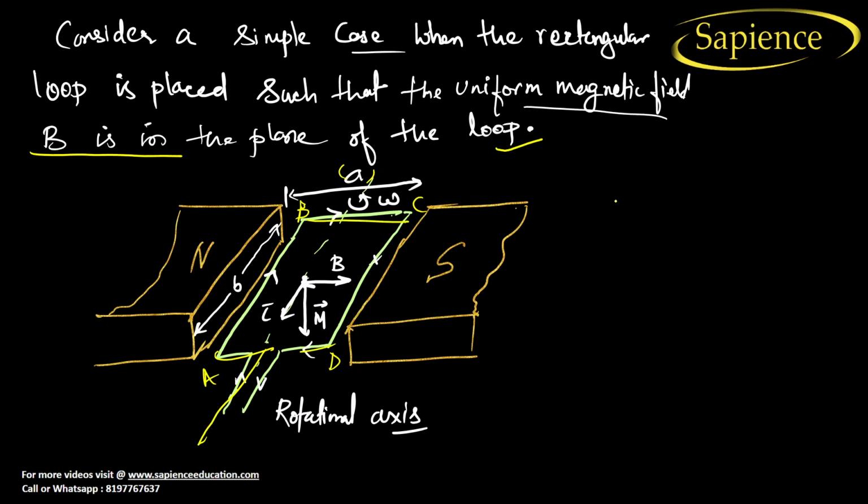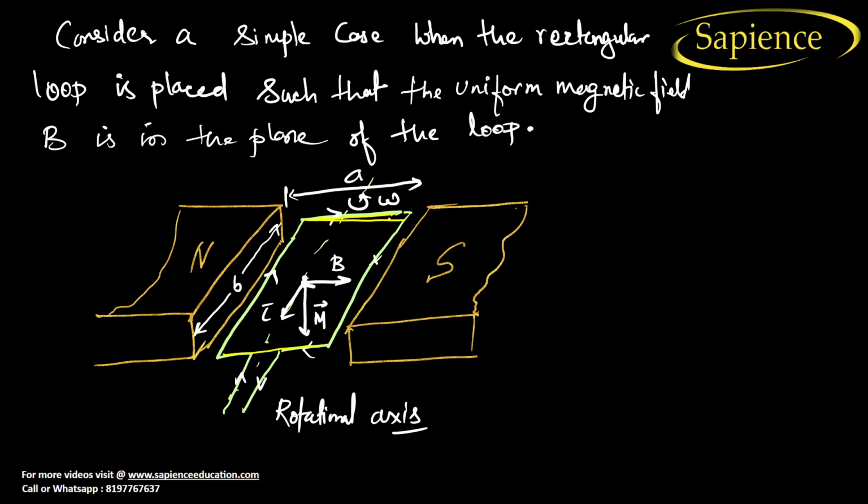Why is no force acting? Because the current carrying conductor is parallel to the magnetic field, so the force will become 0. So what we have studied is that when any current carrying conductor is placed in a uniform magnetic field and it is parallel to the magnetic field, the force will be zero.